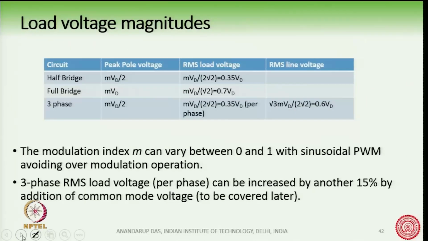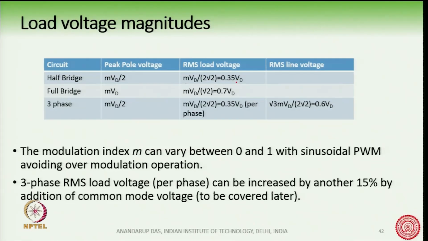Okay. So, let me summarize what the load voltage magnitudes possible are. From a half bridge, the peak pole voltage is equal to m Vd by 2, where m can vary between 0 and 1. So, the RMS load voltage that can be obtained is m Vd by 2 divided by root 2, that is 0.35 Vd.